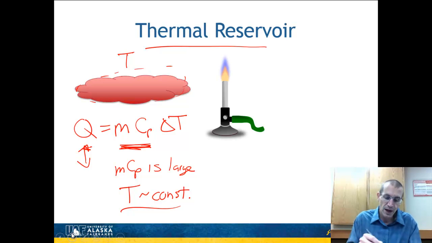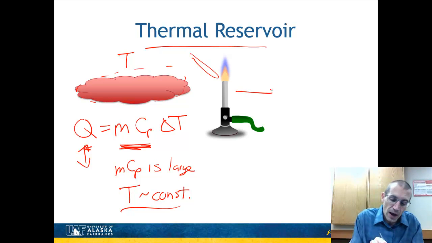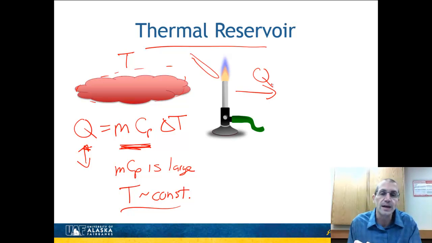Let me give you a couple of real physical examples of things that function as thermal reservoirs. Here I show a burner, and this burner has a particular temperature. If I were to put a thermometer here, I could measure what the temperature is. However, it's still continuing to supply heat, supply Q, but its temperature doesn't change. So it's more or less functioning as a thermal reservoir because its temperature remains constant, although it's able to supply a given amount of heat Q without getting any colder.